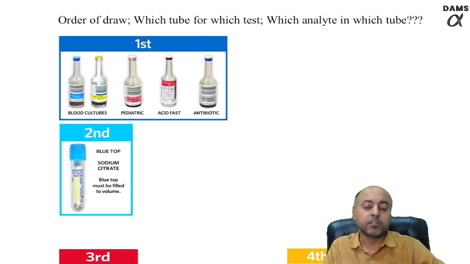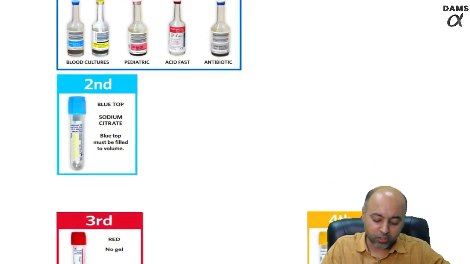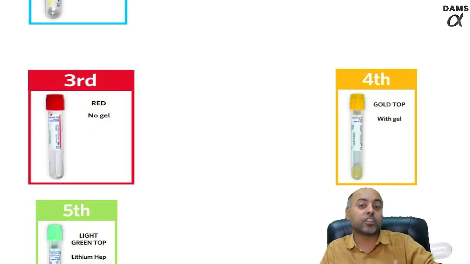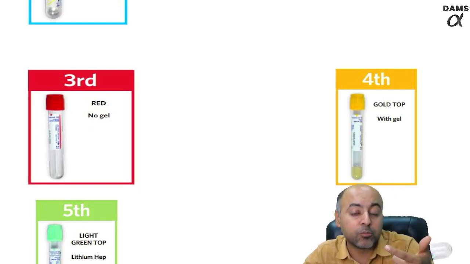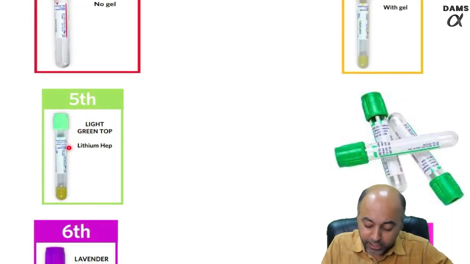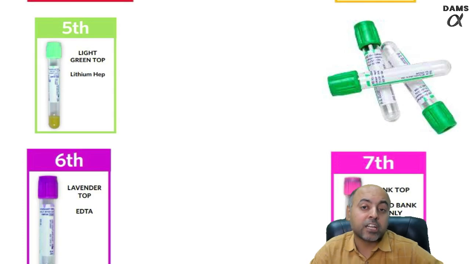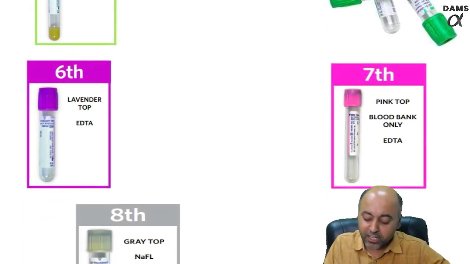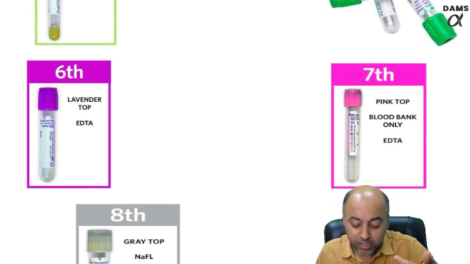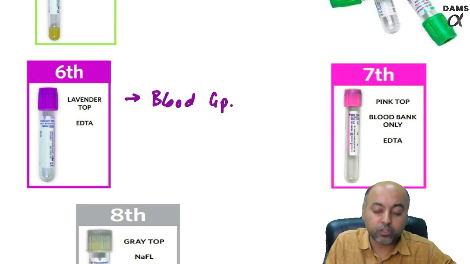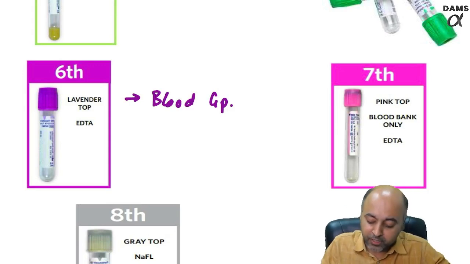The first is for the blood culture, the second is for the coagulation profile, and the third and fourth, the red top and the gold top, will give you the serum. We can do the biochemistry and the immunological parameters. The green top vials will give you the plasma. Some biochemical parameters need to be done in plasma, which you can collect in the green top vial. The lavender top vial and pink top vial are the same. They have the EDTA for complete blood count or hematology. For blood grouping also you can use the lavender top or the pink top vial.